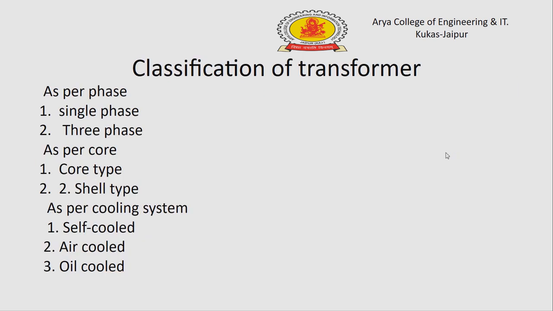Now the classification of transformers. We can classify the transformer according to phase, core and cooling system. For the phase, transformers are single phase and three phase. According to core, transformers are of two types. First is core type transformer, second is shell type transformer. As per cooling system, transformers are first self cooled, second air cooled, and last one oil cooled.